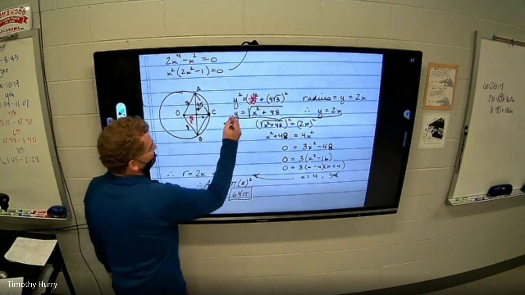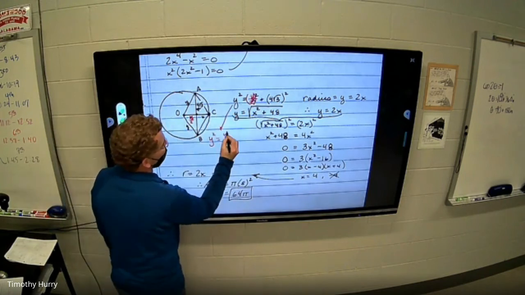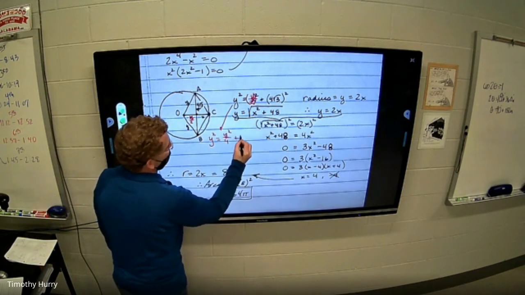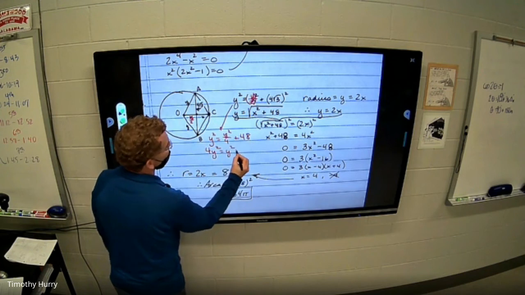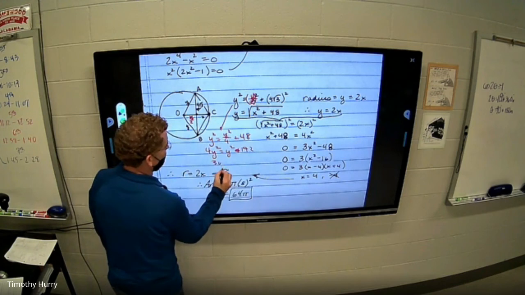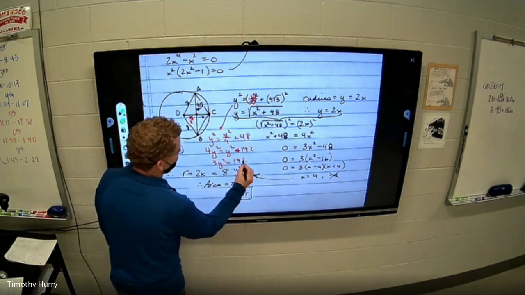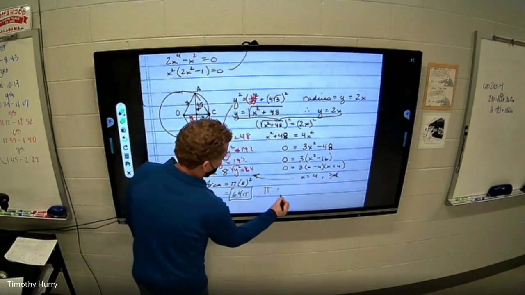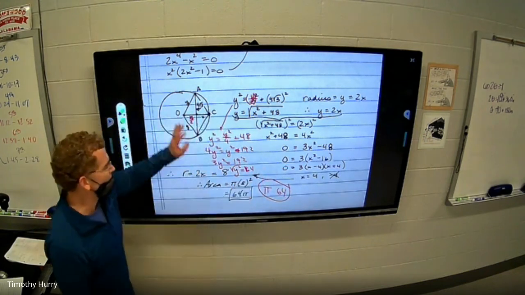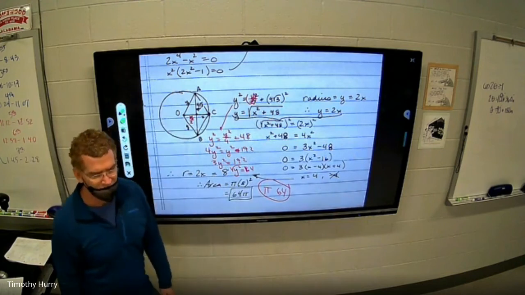So right here, if I had done it this way, which again, probably would have been better, I'd get y squared over 4 plus 48. I'd probably multiply through by a 4. So I get 3y squared equals 192. Y squared equals 64. So pi y squared. Done. So much easier if you just make that substitution and don't overthink it with a system like I did.